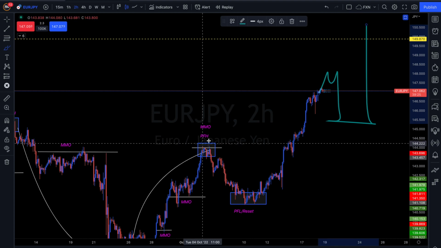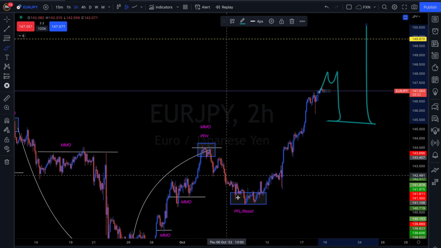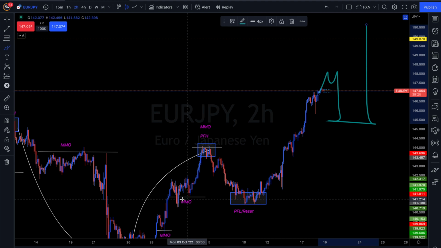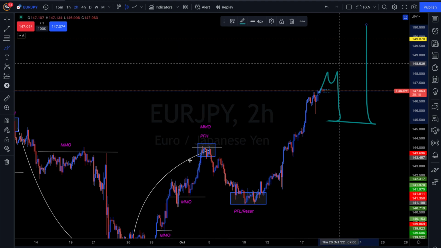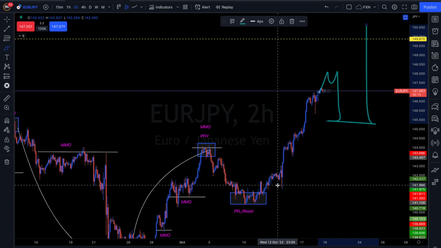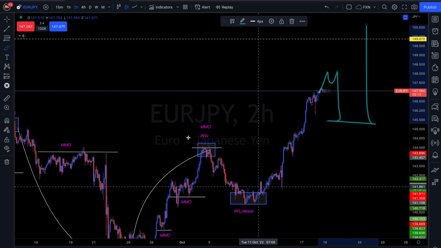Essentially, literally what this did right here was create a peak formation high, come down, go ahead and grab orders here, and then go back up. That's literally what we're looking for. Okay? That's all we're looking for.